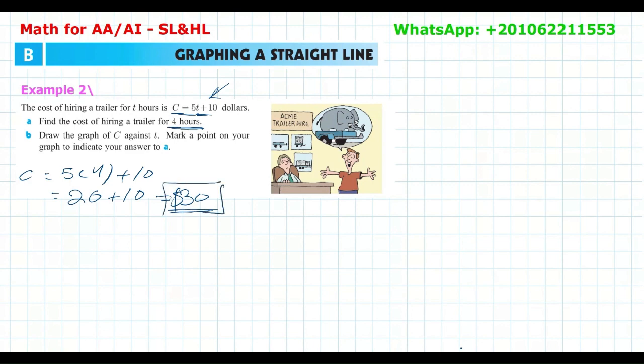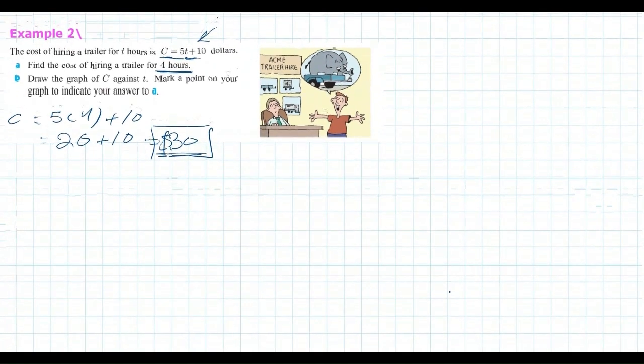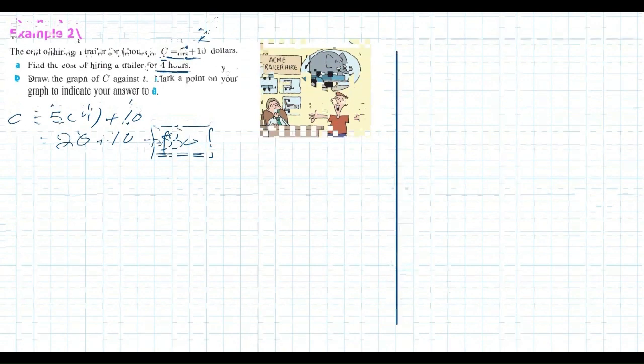And after that, he said what? Draw the graph of C against T. Then you need to graph this part. Okay, we can graph it. And he said mark a point on your graph to indicate your answer to A. Then we have 2 questions. First of all, you're gonna graph. Let's graph it. This is the y-axis here. And after that, this is the x-axis.